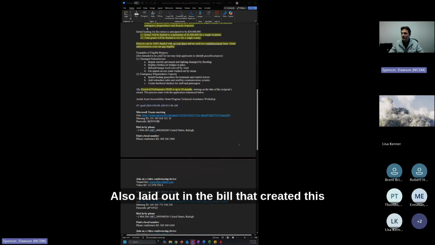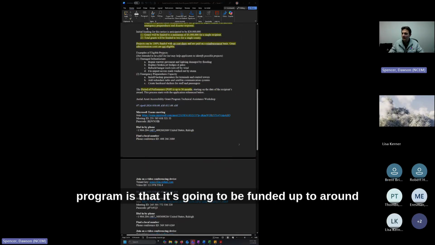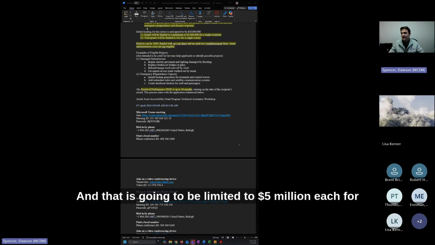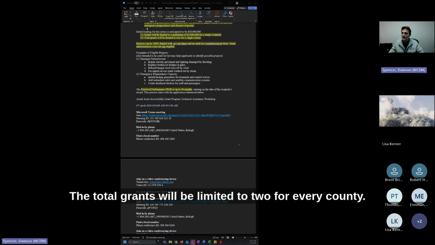Also laid out in the bill that created this program is that it's going to be funded up to around $20 million, which it was, and that it is going to be limited to $5 million each for single recipients, and the total grants will be limited to 2 for every county.